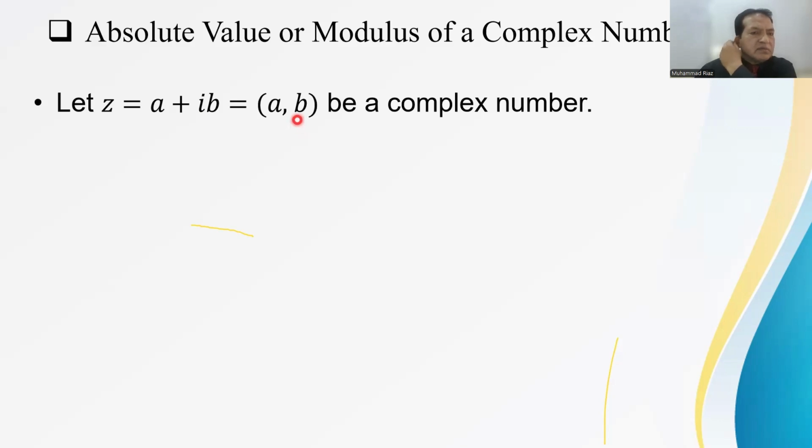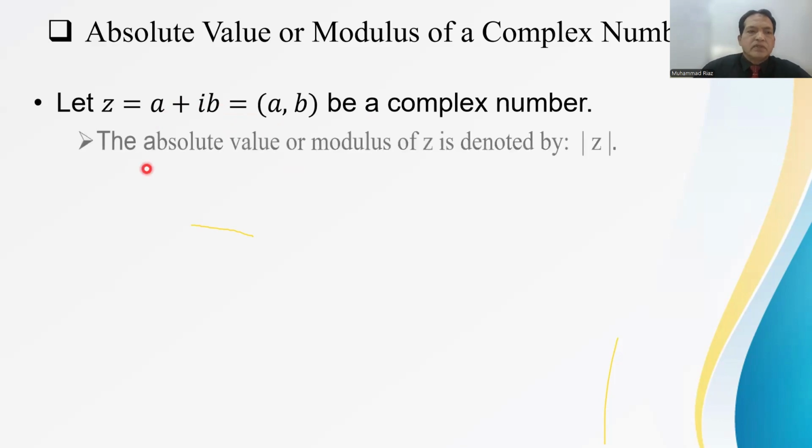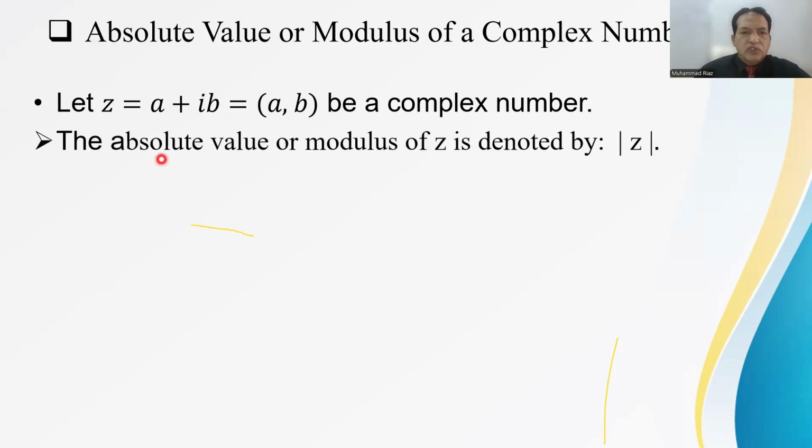First, Jean Robert Argand wrote a complex number as a comma b in a 2 coordinate system, a plus iota b transformed into a comma b. Now look, the absolute value or modulus of a complex number z is denoted by absolute value of z.